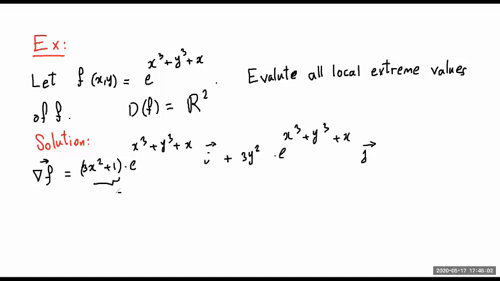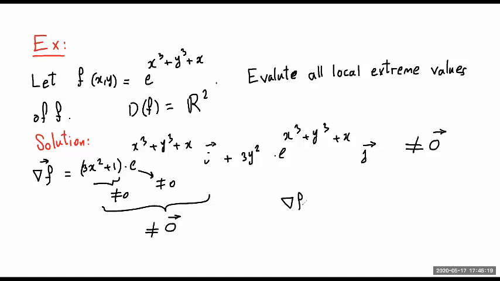Remark that this term is different from 0, and also this one is different from 0. So this term here is not equal to 0. Because this vector is not 0, the gradient of f at (x,y) is different from vector 0 for each (x,y), whatever the point (x,y) in the plane R power 2.